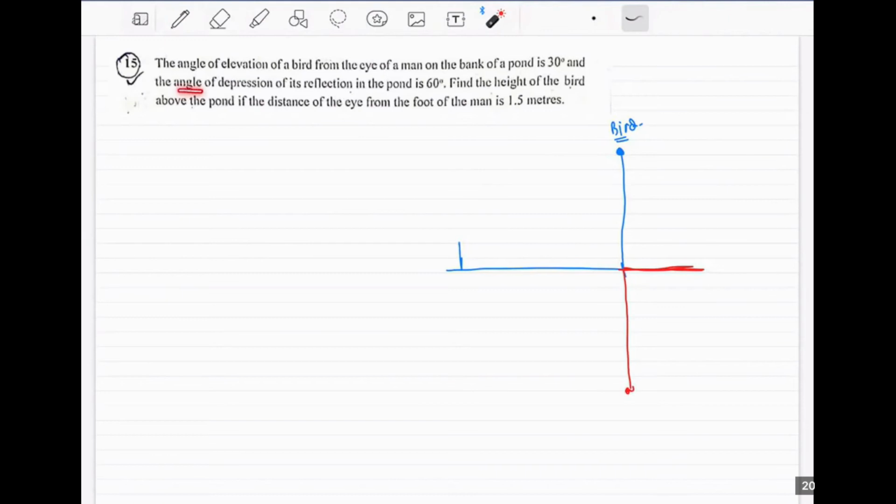And the person is angle of depression of its reflection. So angle of elevation of a bird. The person is looking up to the bird. So the person is looking up to the bird like this. If the person is this one, then there must be a horizontal line. So you have to draw the horizontal line first. So this angle is how much? 30 degree. The angle of elevation of the bird is how much? 30 degree. And what else? Angle of depression of its reflection. The reflection is down below. And as I've told you, the height of the bird from the pond will be same as height or the depth of the reflection. Okay, this is a physics thing.